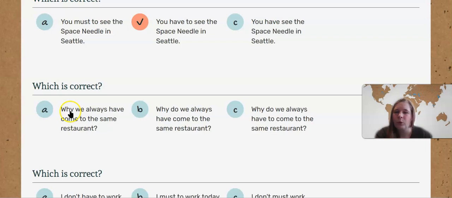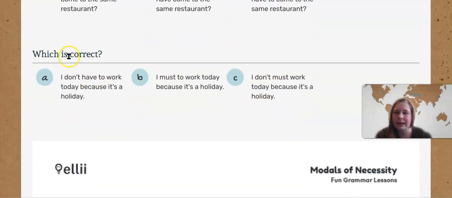Which is correct? Why we always have come to the same restaurant. After why, I need do. Okay, why do? Why do we always have come? Nope, have to. Why do we always have to come to the same restaurant? That's correct.